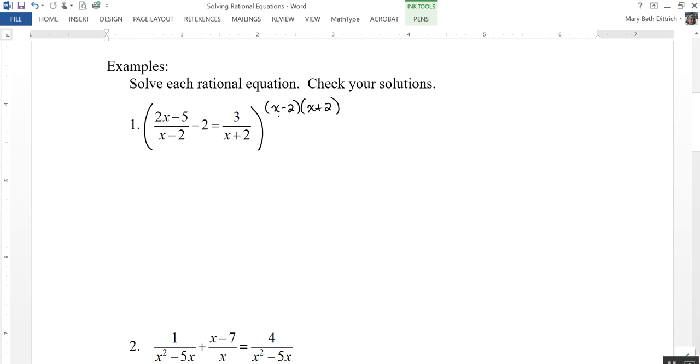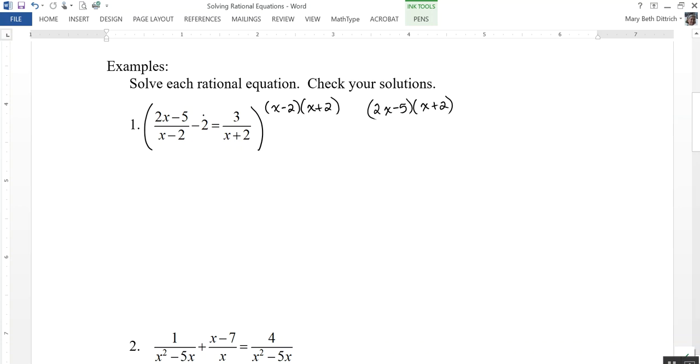So I need to multiply each of the three terms in this equation by this common denominator. And what will happen is the denominators in the original equation will cancel out. So for example, when I take the expression (2x minus 5) over (x minus 2) and multiply it by (x minus 2) times (x plus 2), the x minus 2's cancel out, and I'm left with (2x minus 5) times (x plus 2), because the binomial x minus 2 cancels out.